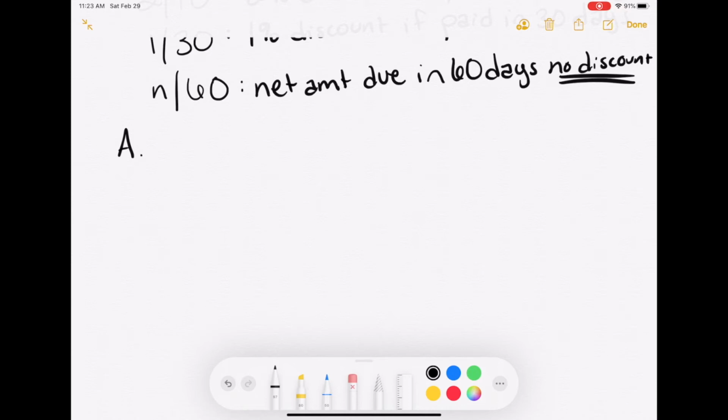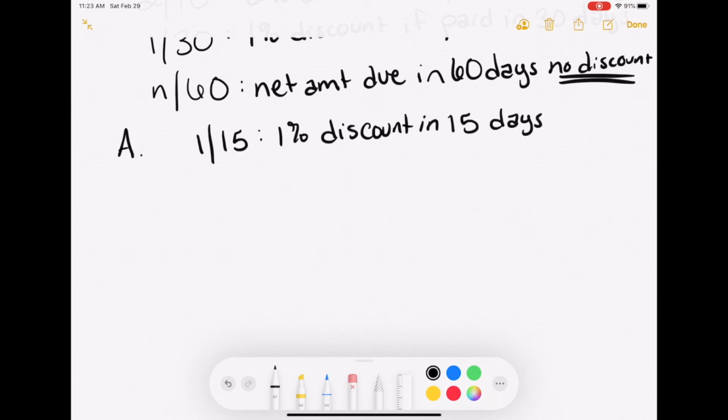Credit terms of 1/15 and net 30 appear on an invoice dated November 28th. Let's look at what that means. 1/15 means 1% discount in 15 days. And all of it is due in 30 days. So what are the discount dates and due dates of the invoice?